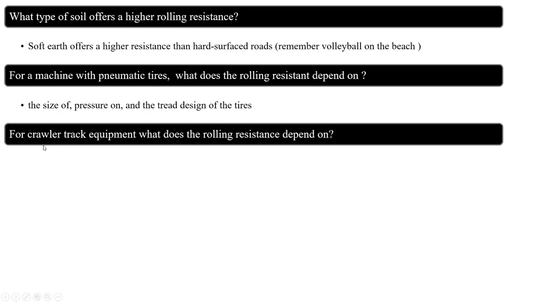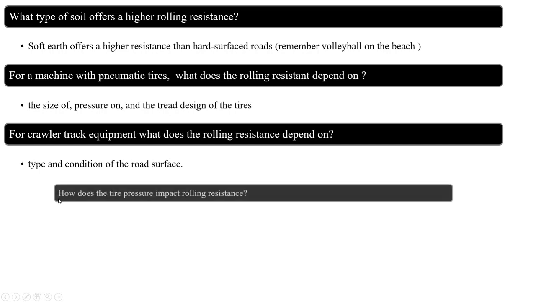How about the pressure? First, for crawler track equipment, what does the rolling resistance depend on? Before we get into pressure and tread design, how about a crawler track where there are no tires? In this case, only the road surface condition identifies the rolling resistance. It's the type and condition of the road surface because there are no tires involved.